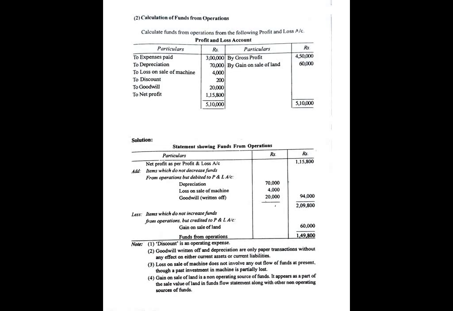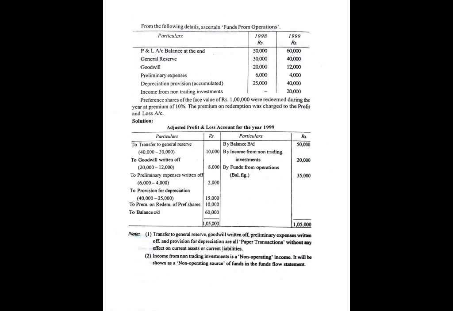Then we are going to deduct items which do not increase fund from operation but are credited to profit and loss account, that is gain on sale of land, 60,000. So deduct 60,000 from 2,09,800, and we get fund from operation 1,49,800.